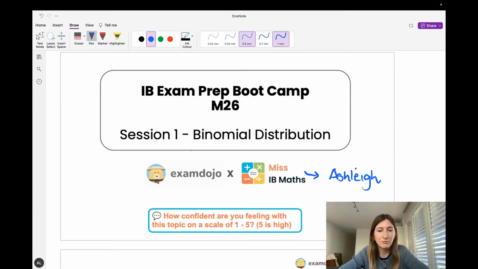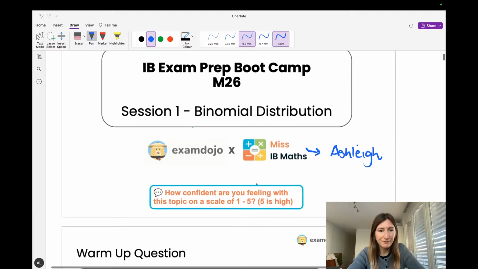So in the session, we're going to be looking at a refresher of binomial distribution, a couple of definitions, formulas, etc. Then we'll do some worked examples, and then we'll have some exam questions going through the exam mark schemes, and then some questions at the end. All right, so let's begin.